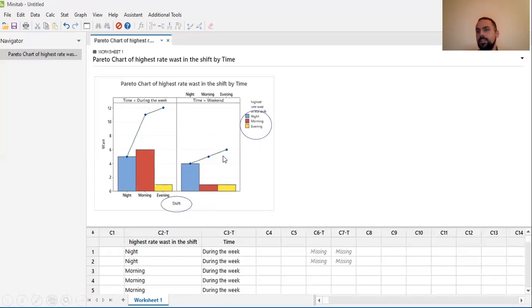But for the weekend, as we can see, at the evening and morning shifts, we don't have a problem. It has the lowest rate of waste, but at the night shift, something is wrong. I need to find the root of waste at the night shift and fix it. So as you can see, we didn't have any numerical information, but we could analyze the data again.